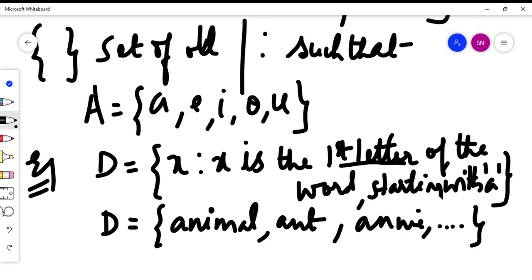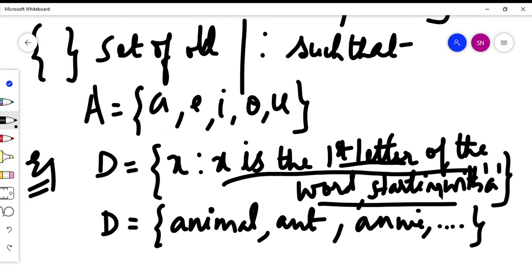Yes, hope this is clear to everyone. So now, please make a note that for set builder form, the colon is used for "such that". Whatever is written after it is nothing but the characteristic property, the property which belongs to that particular set. I think this is clear.